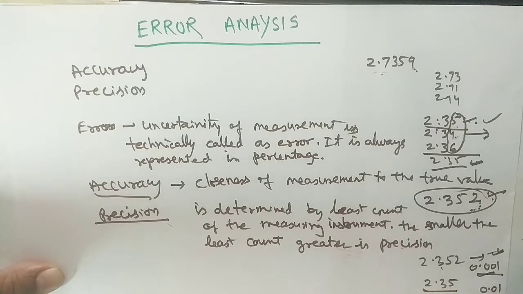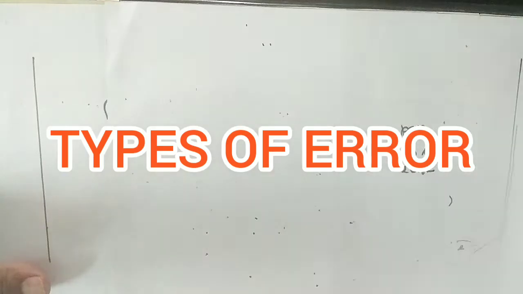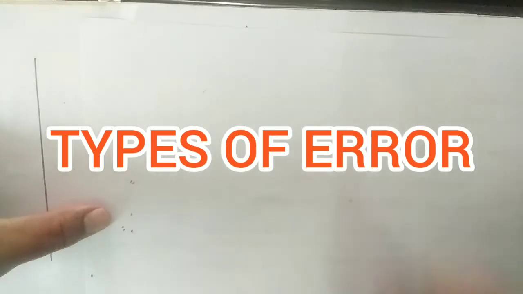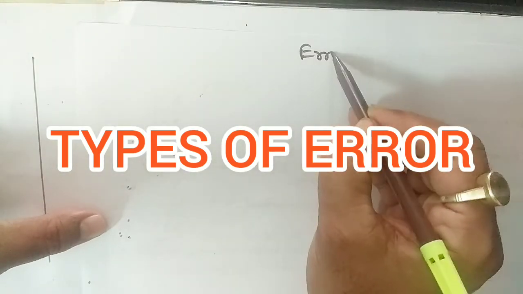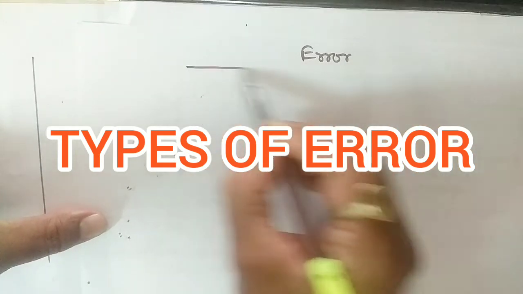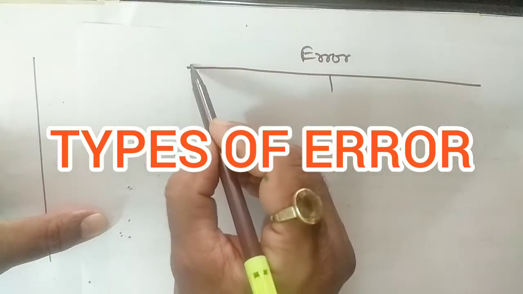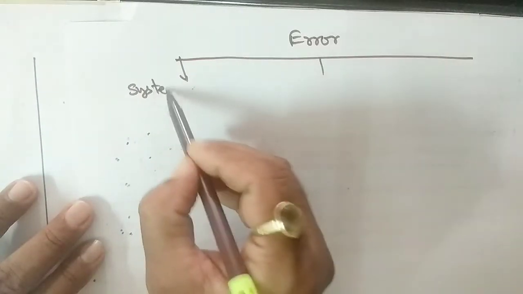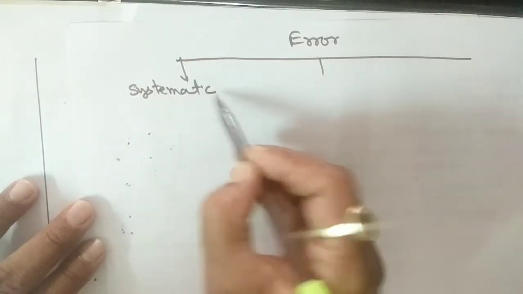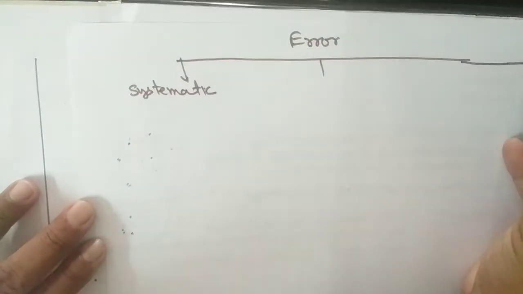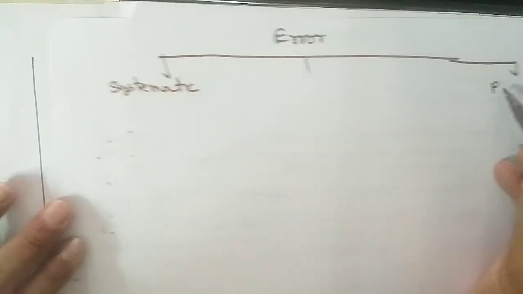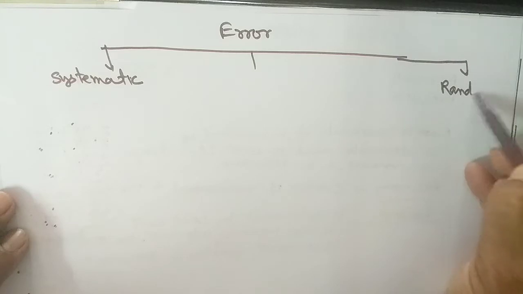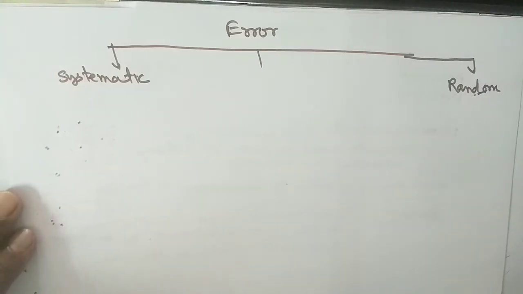Now we'll discuss the types of errors. A very interesting topic. Errors may be of two types. First is known as systematic, and the second is random. It is the random error. Two types of errors are possible.